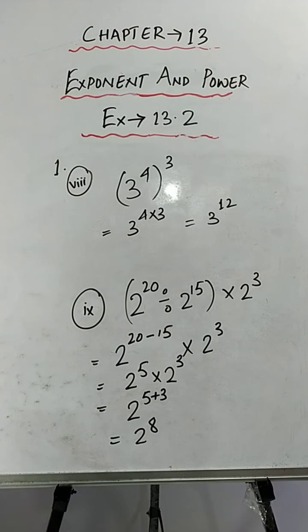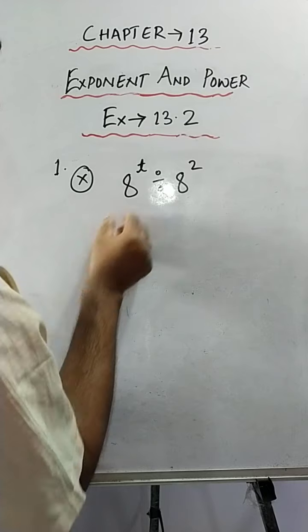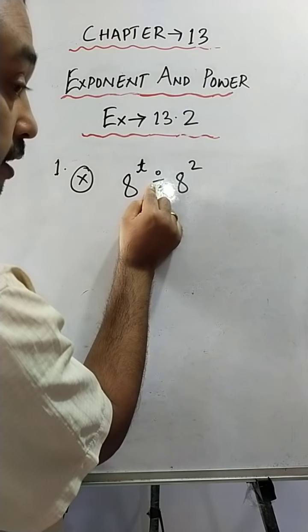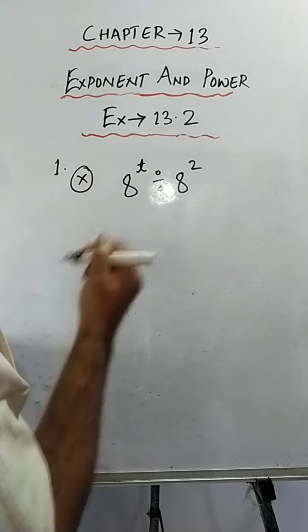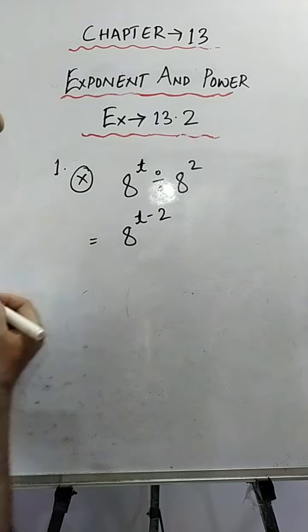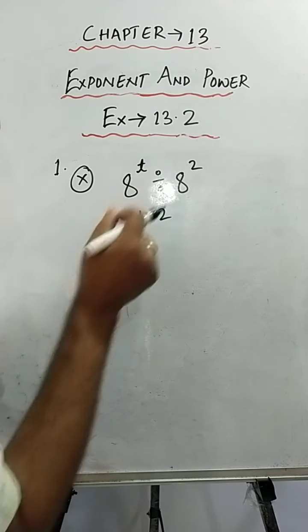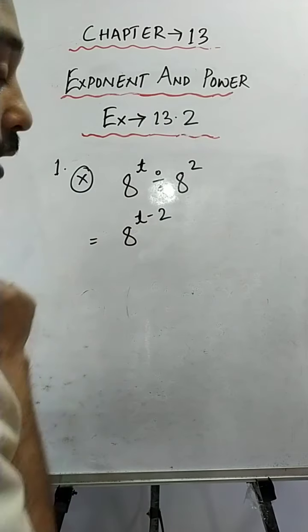Okay, now let's do sum number 10. In sum number 10, we have two exponential forms. Bases are same. Division sign is between. What do you have to do with the powers? Subtract. Very good. So 8 to the power t minus t. So can we solve this? No, we cannot solve this. Why? Because they are unlike terms. So this would be your required answer.